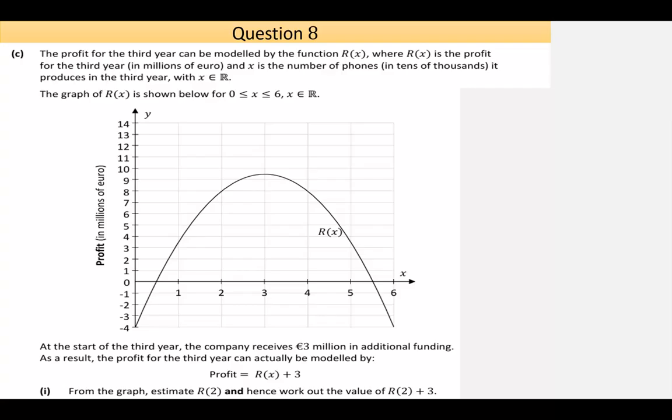Okay, now part C says the profit for the third year can be modeled by the function R of x, where R of x is the profit for the third year in millions of euro, and x is the number of phones in tens of thousands it produces in the first year, with x being an element of R, which means it's a real number. It says the graph of R of x is shown below for the domain 0 is less than or equal to x is less than or equal to 6. And again, x is an element of R.